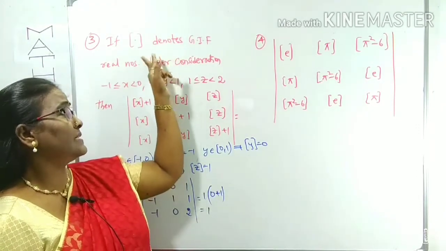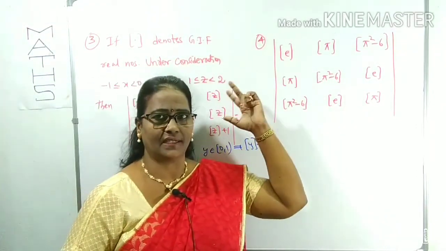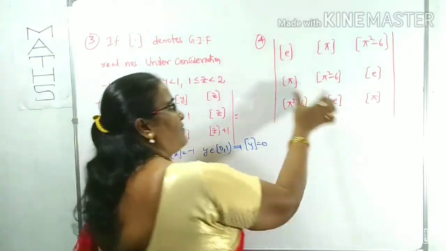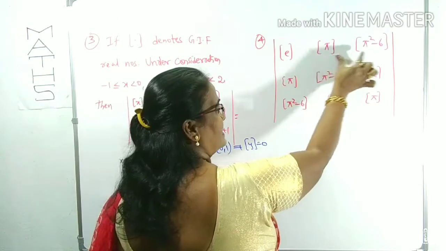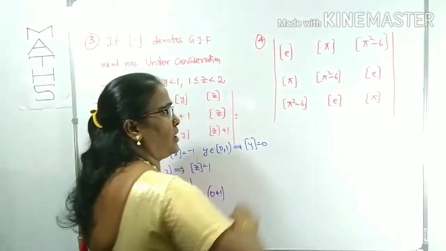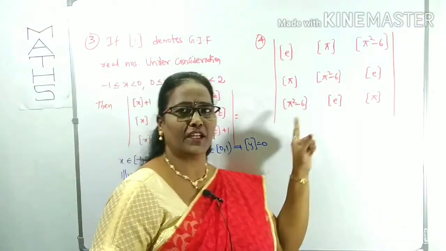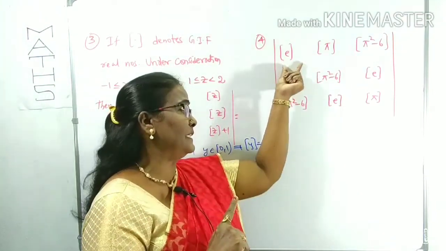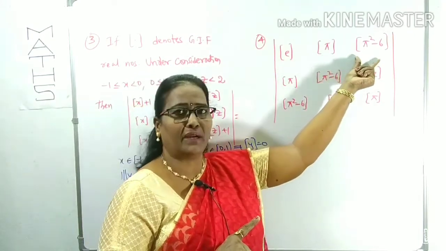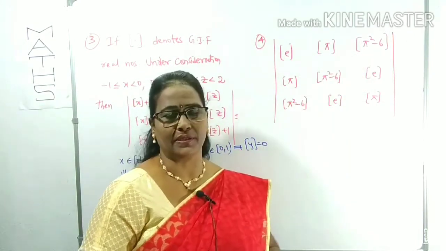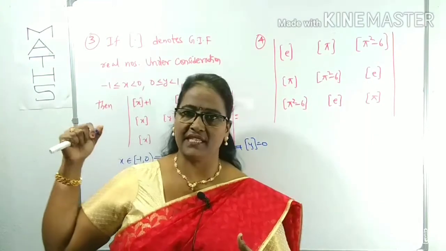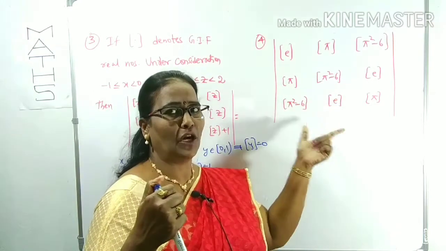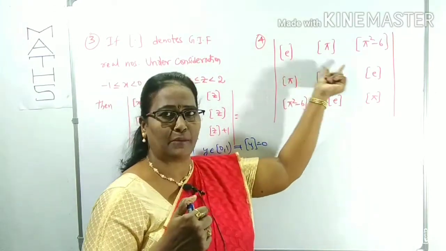I didn't write this symbol here, the same symbol: step x is the greatest integer function. For this one, what is asked? Determinant of step of e, step of pi, step of pi square minus 6, and so on. In these nine elements, we can observe that there will be 3 terms only. What are the 3 terms? Step of e, step of pi, step of pi square minus 6. We can find out these values. Here the range for x, y, z is not given, so you have to know what the e value and the pi value are.